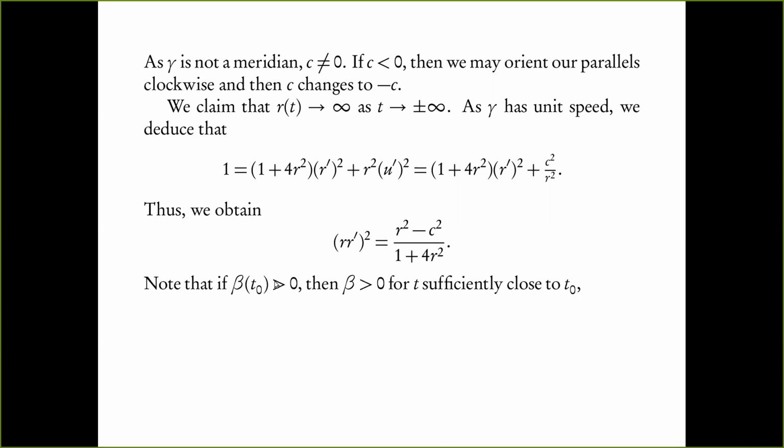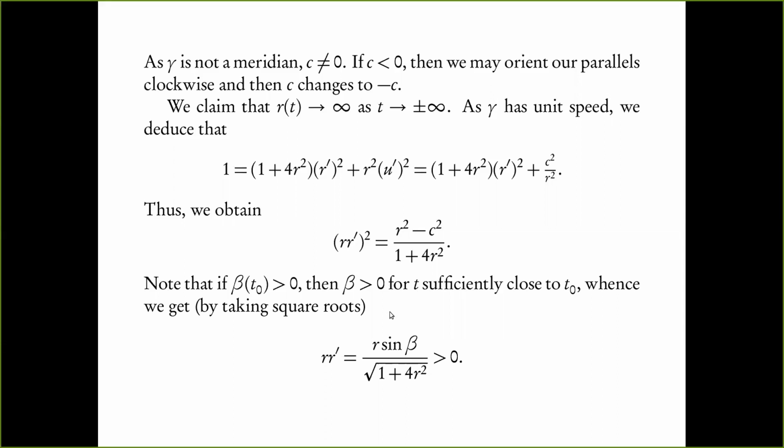So the first thing you note is that if the angle beta is bigger than 0 for some t0, then I'm claiming that beta is bigger than 0 for t sufficiently close to t0. Well, that's because of continuity of beta, right? Because beta is a continuous function. So if it's positive at t0, it's positive for t sufficiently close. If I take square roots, what do I get? I get r prime. And remember, what is c squared? c squared is r squared cosine squared beta. So if I subtract, this becomes r squared sine squared beta. And sine beta is positive in that neighborhood. So when I take the square root, this is what I get, correct?